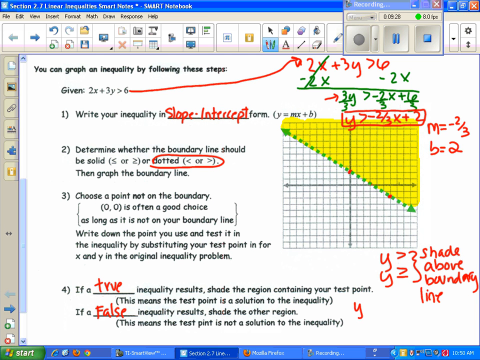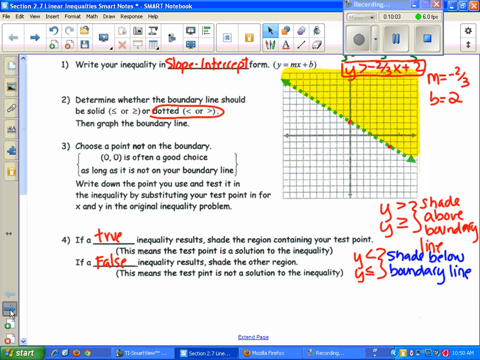And if y is less than, or y is less than or equal to, when you solve for y, you're going to shade below your boundary line. And again, if you get stuck, then you can pick your test point just to double check to make sure where it is you're shading. And again, just remember that the test point you pick cannot be a point from your boundary line.